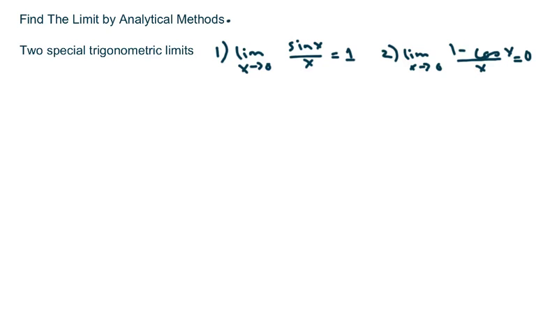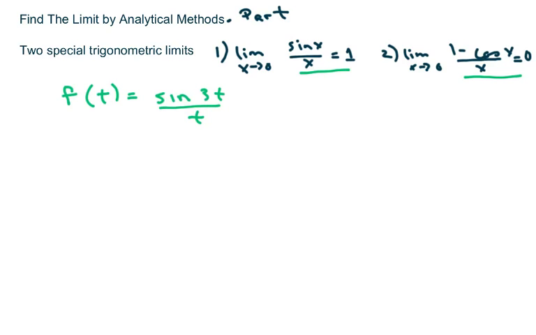This is basically part 3 of where we started, and we're using our 2 special trig limits that's going to help us out here. So the first thing we're going to have is f of t equals sine of 3t over t. So what I'm going to do is take the limit of this as t approaches 0, sine of 3t over t. Now I want it to look like this one.